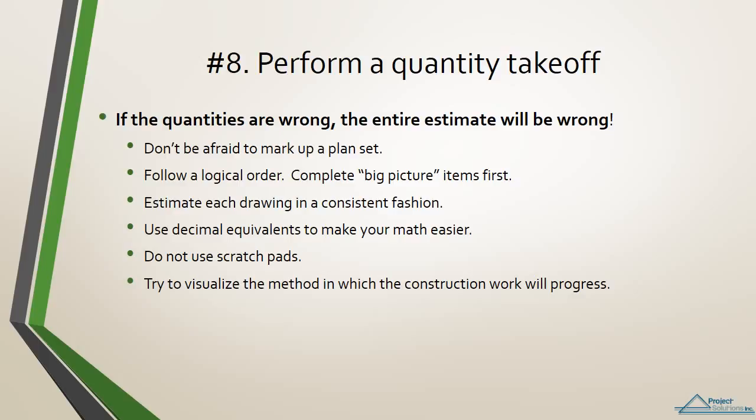consistent fashion. For instance, let's say you were estimating fencing. Your method may be to start in the upper left-hand corner and go in a clockwise direction, checking for all the elements that involve fencing. Do this same method for each drawing. Use decimal equivalents to make your math easier. Instead of using 2 feet 3 inches, use 2.25 feet.